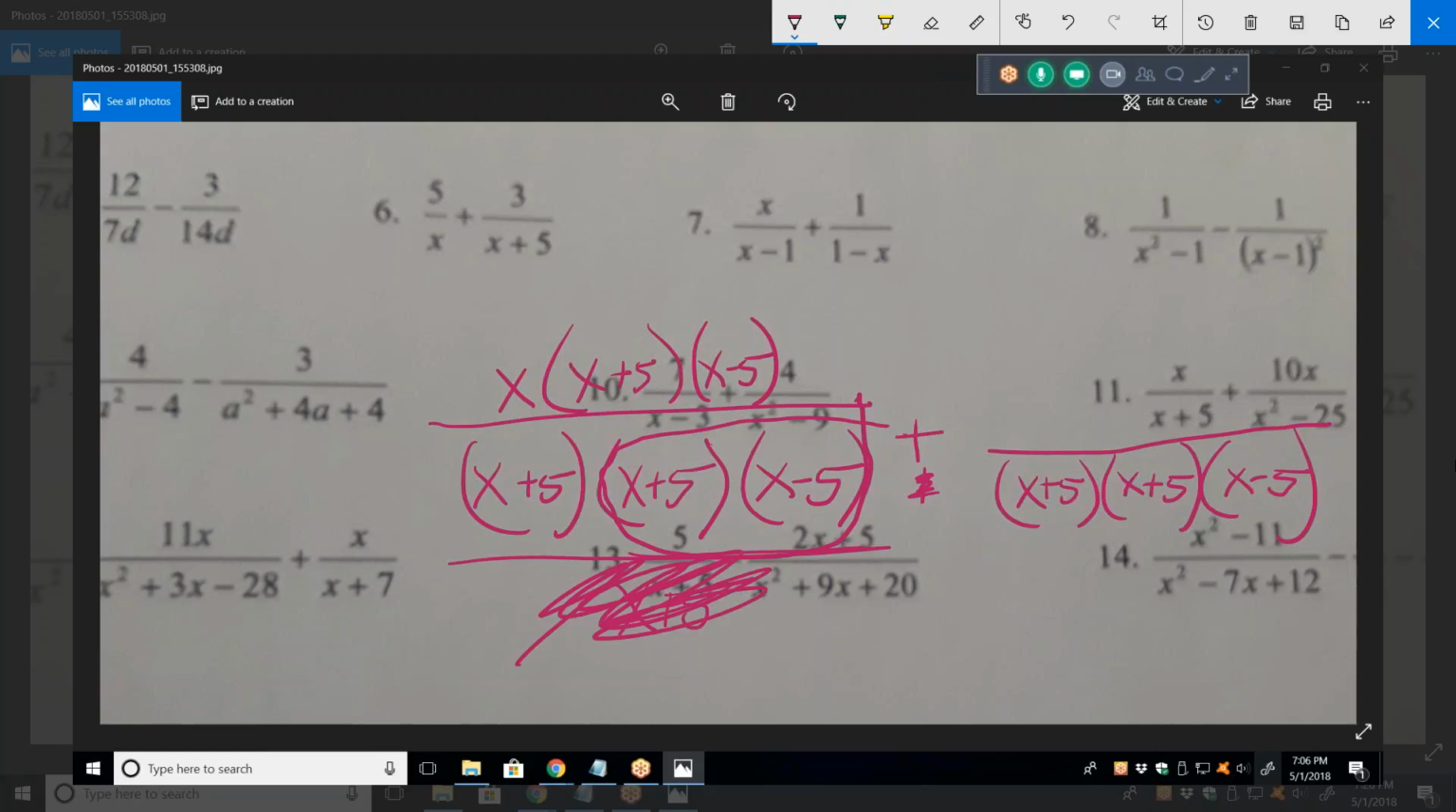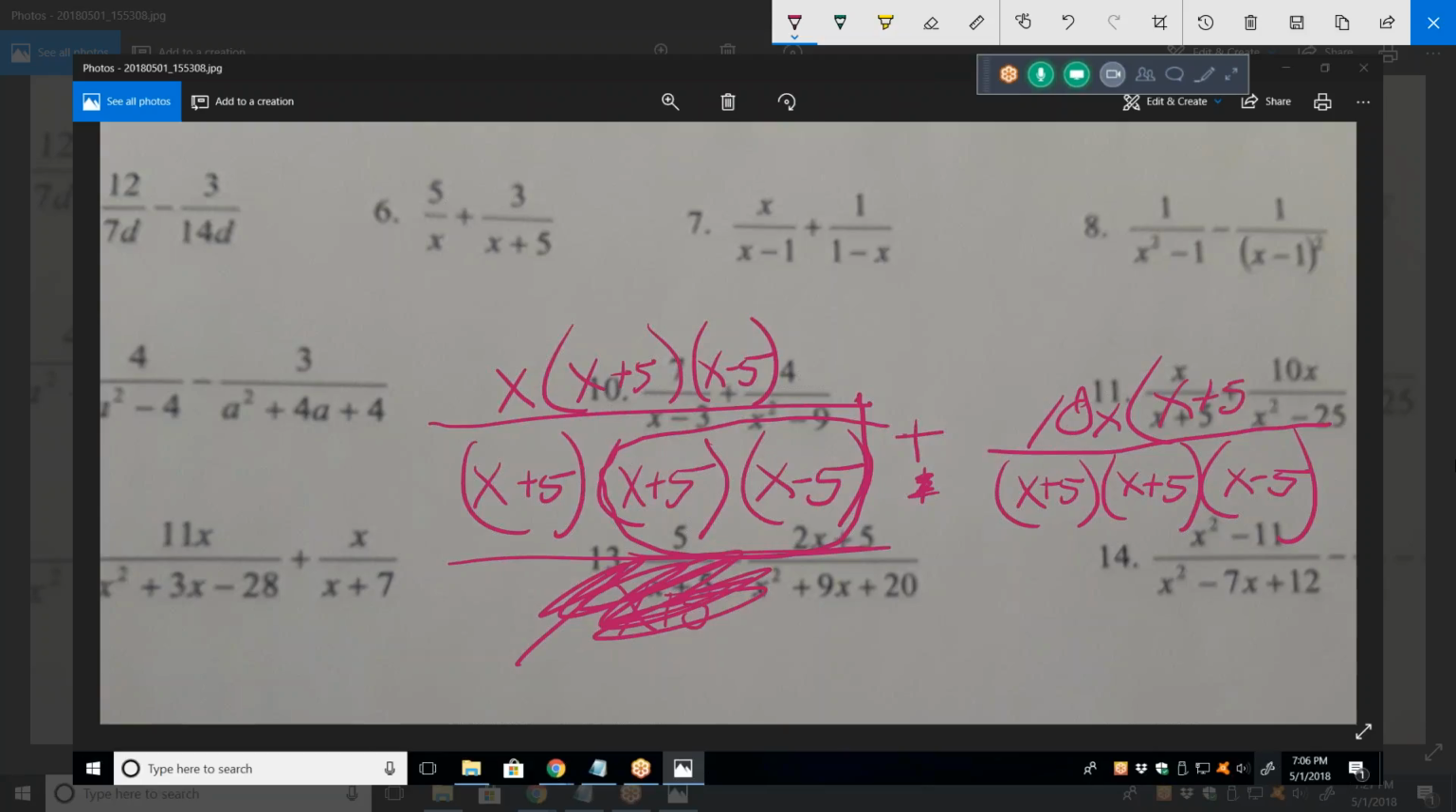I'm going to do the same thing over here. I'm going to divide the x plus 5 times the x minus 5 into this common denominator. What do I get? And whatever I get, I'm going to multiply it by 10x. Okay. What's it going to be? So x squared. No squaring. So x plus 5. That's it.